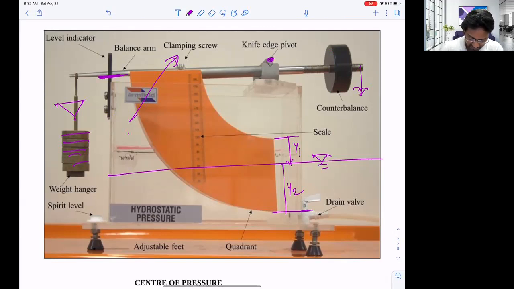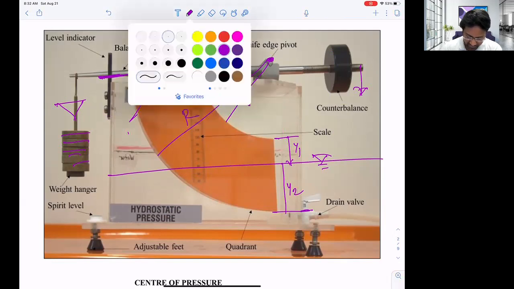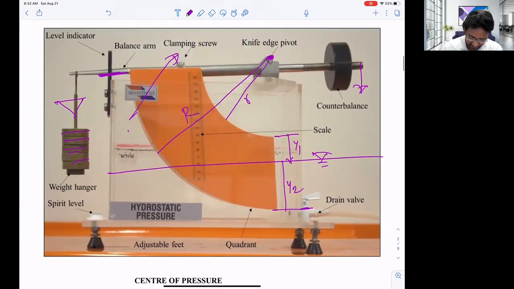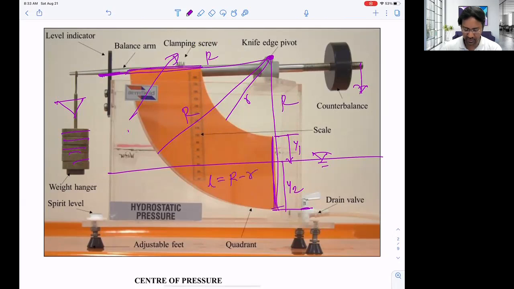This distance, since it is a section, is called small r, and from this one to the outer radius is called capital R. So this R and this R are the same. From here to here, it is also capital R, and from here to here, it is also capital R. So if you want to measure this distance or this height, the L will be capital R minus small r.